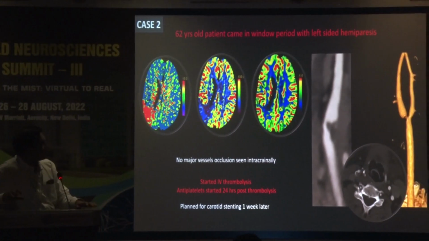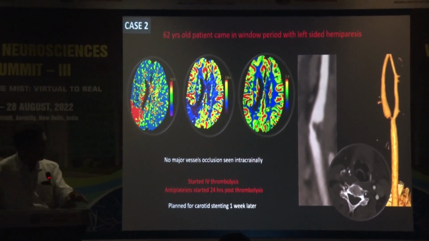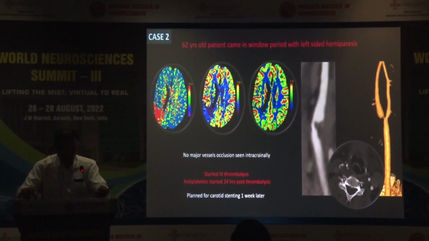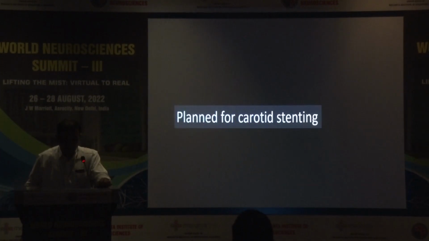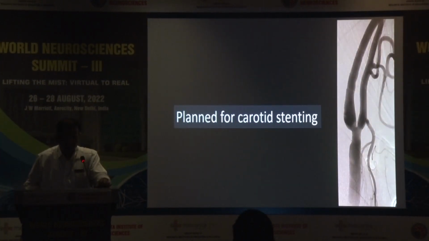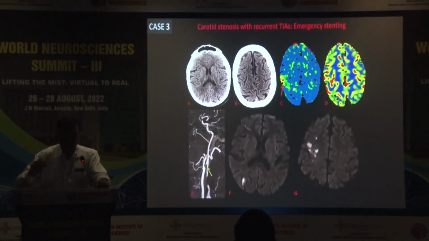So another case came with an acute stroke. We started the patient with IV thrombolysis, and we decided to wait, starting on the antiplatelets, and the clot is gone now, and we can go ahead. Sometimes the decision is not so simple. Sometimes these patients are having crescendo TIAs, and at that time you may have to do an emergency stenting or send these patients for endarterectomy.